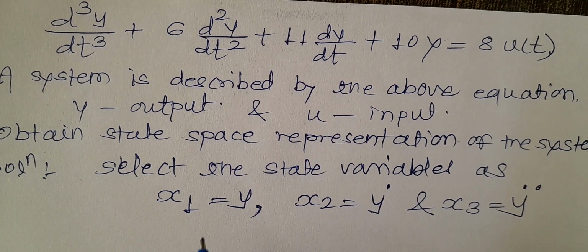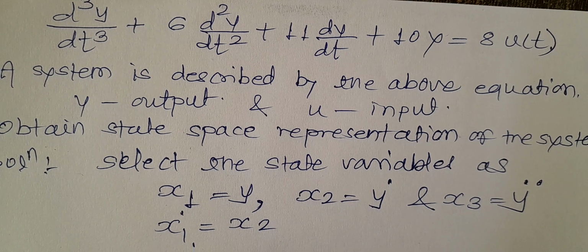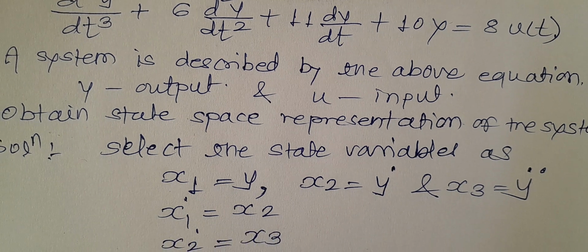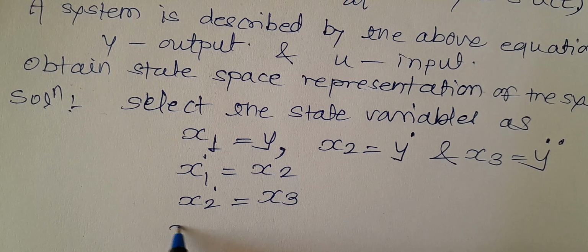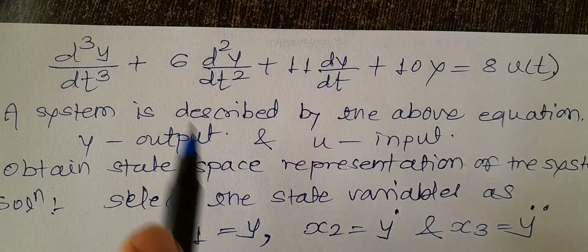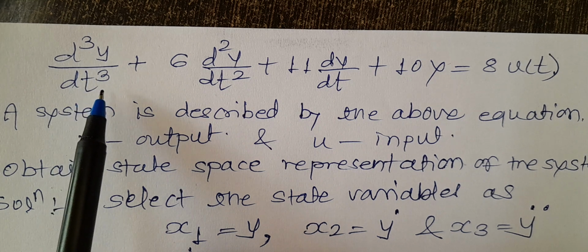So now we have to write x1 dash. X1 dash is nothing but x2. What is x2 dash? X2 dash is nothing but x3. And what is x3 dash? X3 dash is nothing but d cube y by dt cube. So the equation is in terms of d cube y by dt cube.